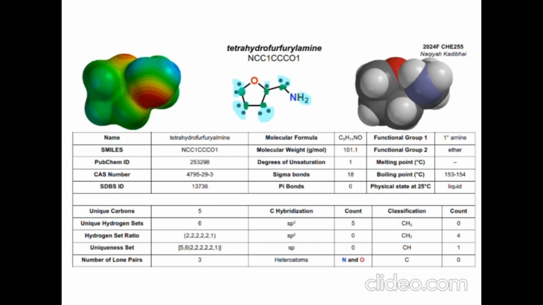And then we have 3 lone pairs that I'm just going to show in red. We have 1, 2 single electrons that makes 1 lone pair, and then we have another one on oxygen, so oxygen has 2 lone pairs, and then we have our final one on nitrogen.